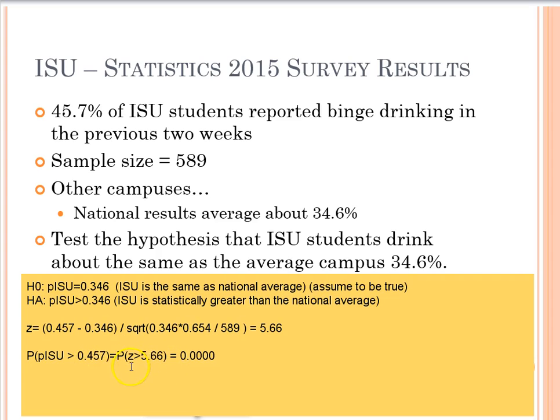You can see that this is equivalent to saying that our z-score is greater than 5.66. So the direction of the inequality is the same for both of these. And you can look this up on your z-table and you'll see that the probability is 0.0000, several zeros, and so it's highly unlikely that we would see a sample like this if ISU is the same as the national average. So there's two possibilities.